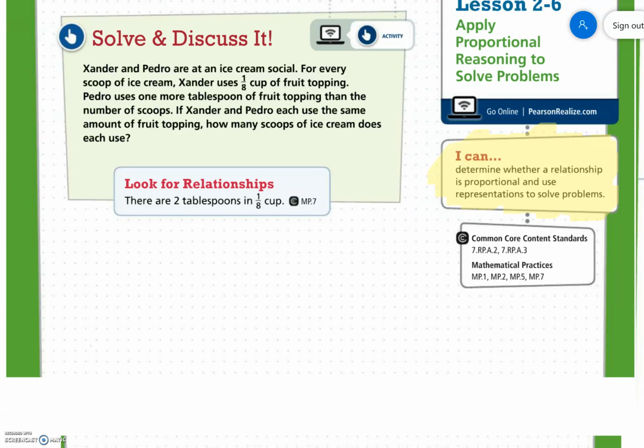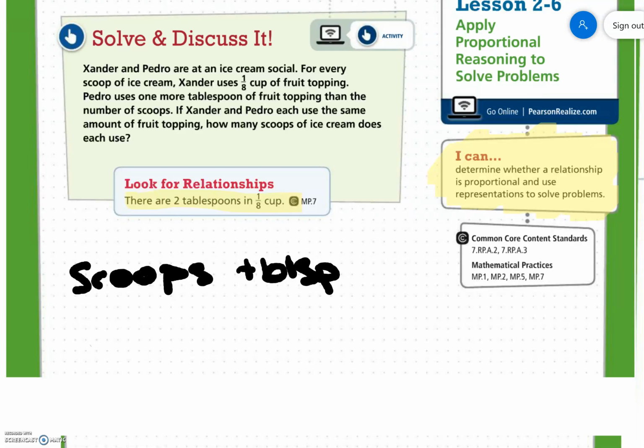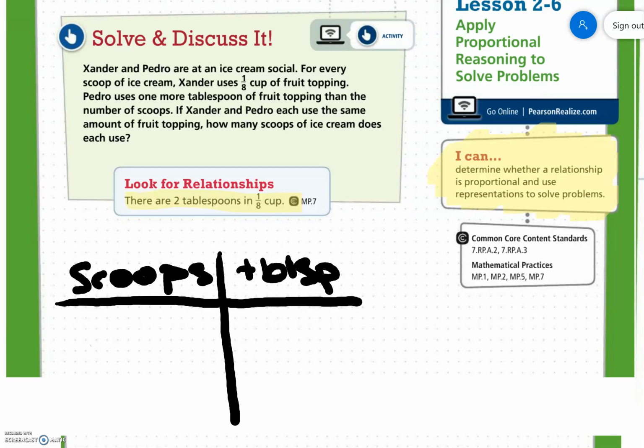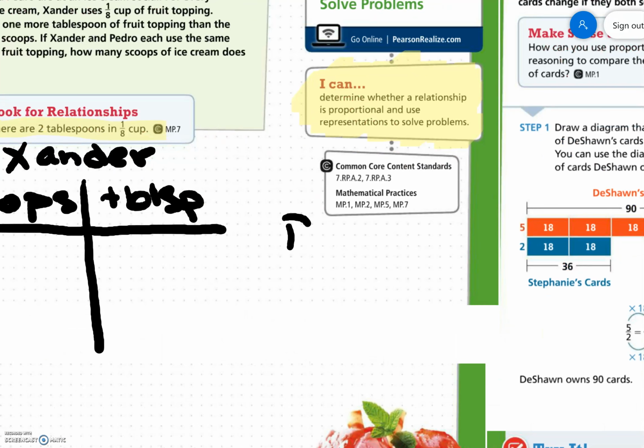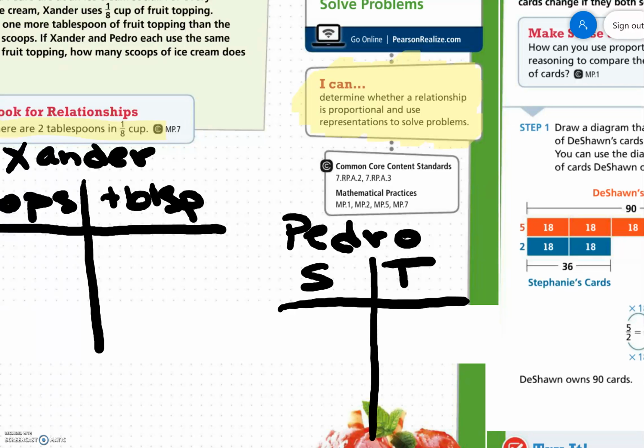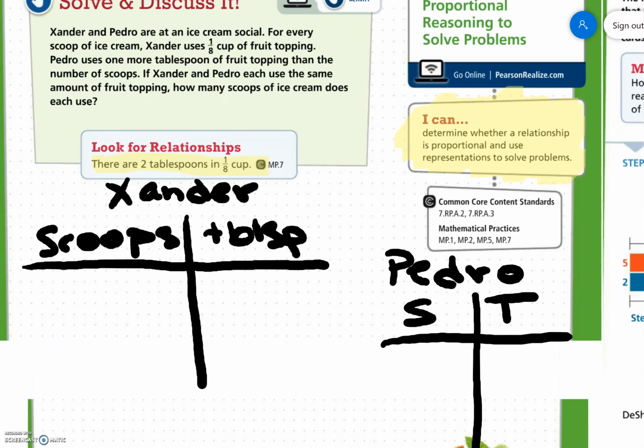So, if we look here, it tells us there are 2 tablespoons and 1/8 of a cup. So if we want, we can just do scoops and tablespoons. So we can make a table for Xander. And we can also make a table for Pedro. I'm going to do S and T, scoops and tablespoons. So first, Xander uses 1/8 cup of fruit topping, which is 2 tablespoons of fruit topping. And that's with 1 scoop of ice cream.